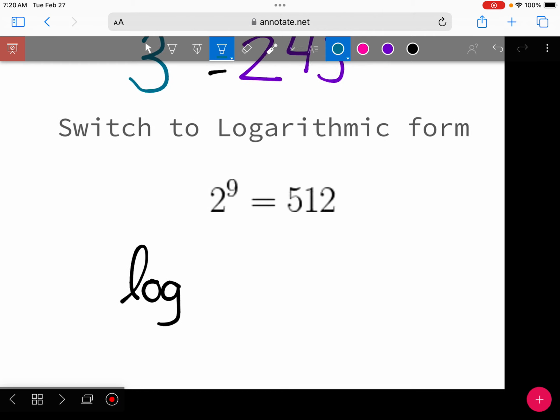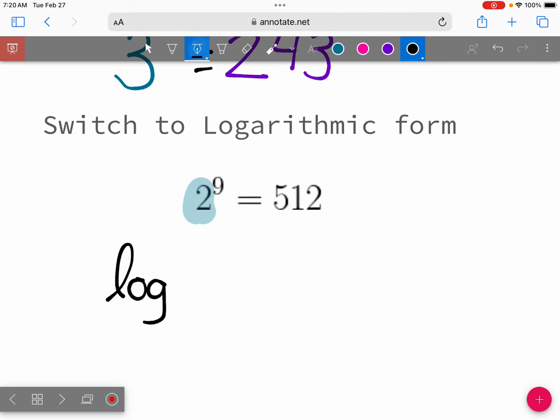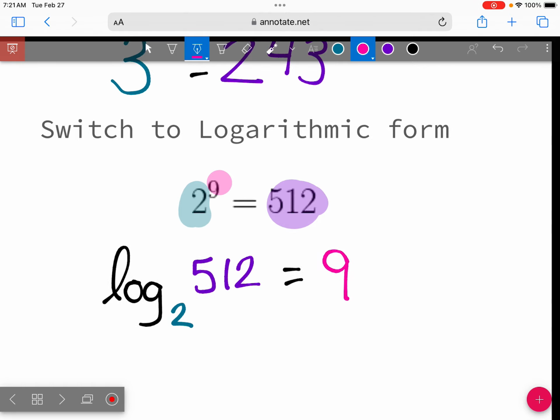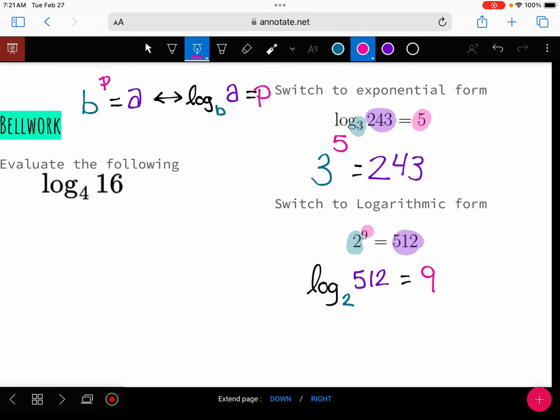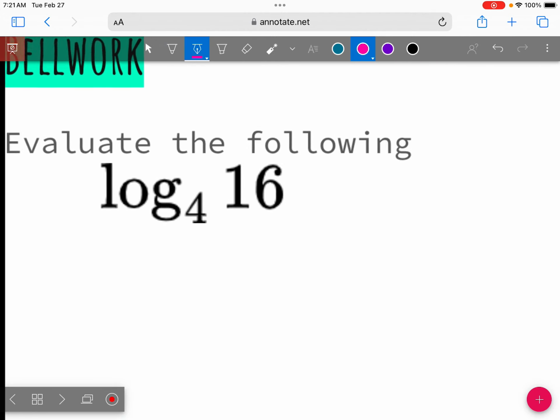What's our base on the bottom one down here? 2. So we're going to have log base 2 of, what goes next? The 512. And it's going to equal 9. So we're just switching them back and forth.